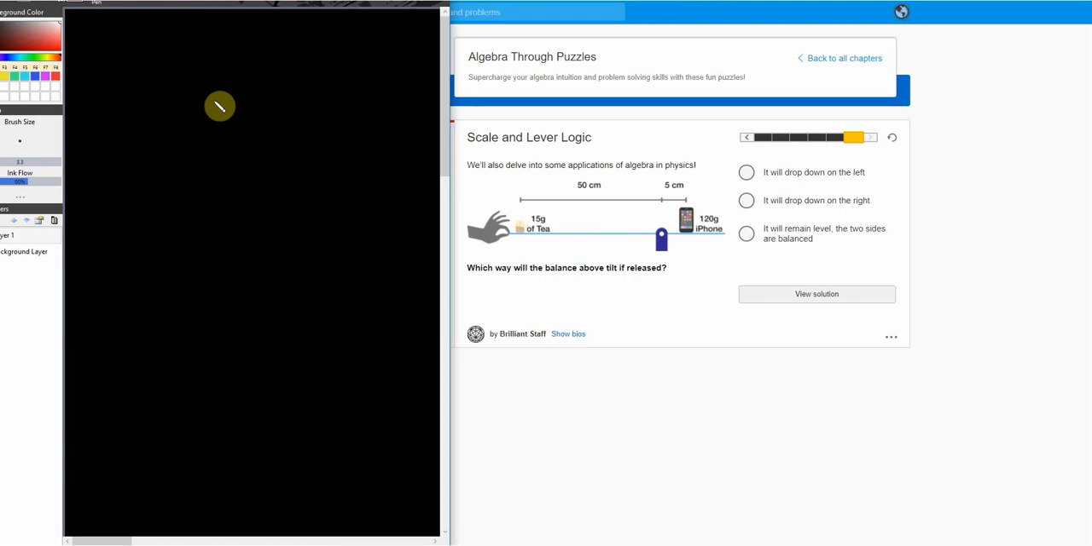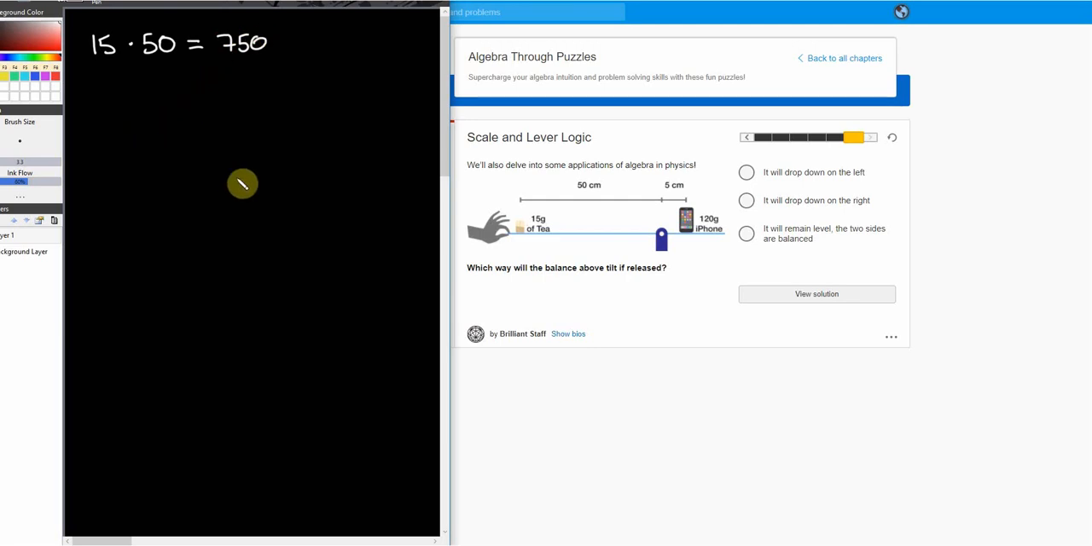What I remember is that force equals weight times distance from fulcrum. When dealing with lever problems such as this one, the fulcrum is this point. It's the point on which the lever turns or is supported. So the formula here is force equals weight times distance from fulcrum. On the left hand side, we have 15 times 50, which is going to equal 750.